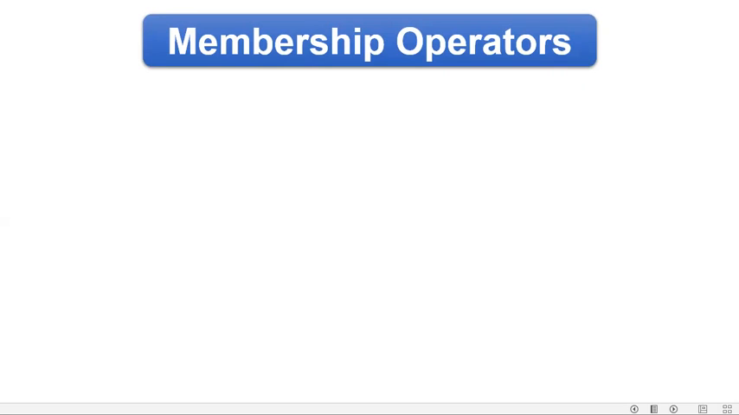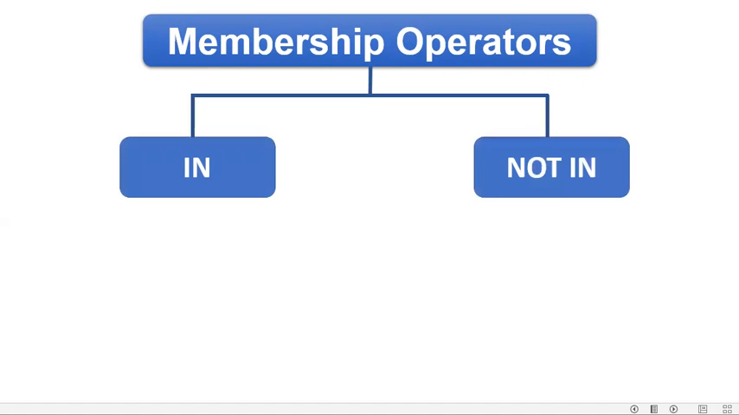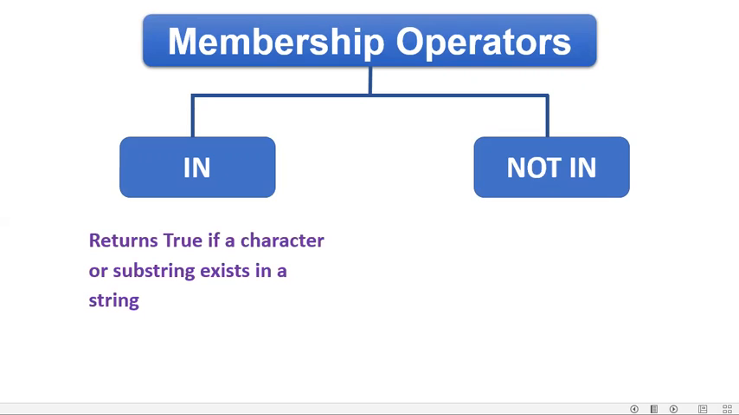Today we are going to talk about membership operators. Membership operators are of two types, in and not in. Now let us understand what the in operator is. It returns true if a character or a substring exists in a string. What does it mean? It means we are going to check whether a character or a substring is a member of a given string or not.